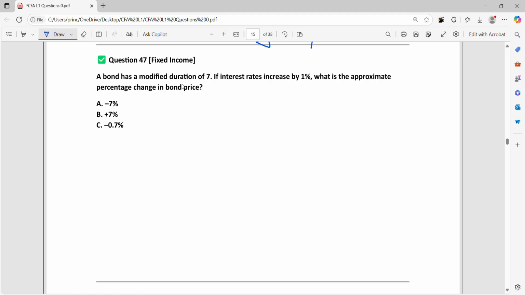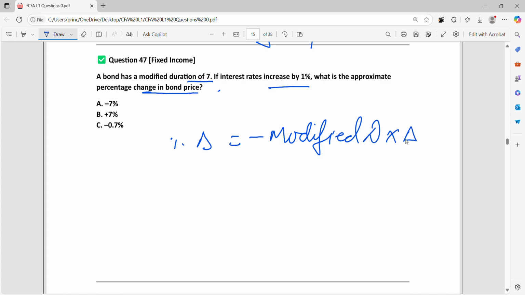A bond has a modified duration of 7. If interest rate increases by 1%, what is the approximate percentage change in the bond price? Therefore, percentage change is equal to minus modified duration into change in yield, which equals minus 7%. Correct answer is A.